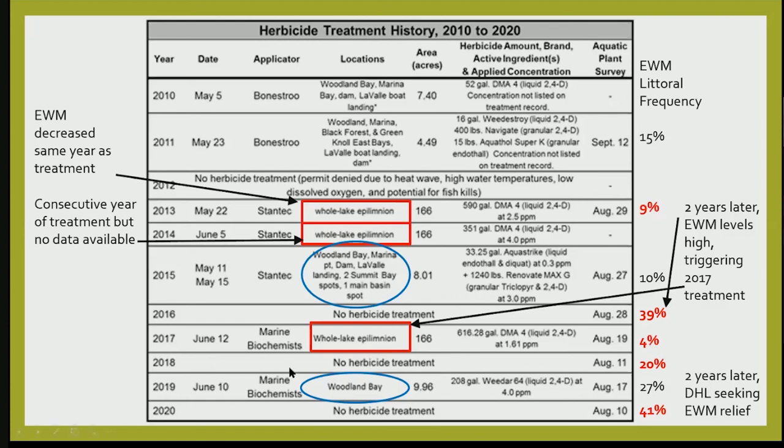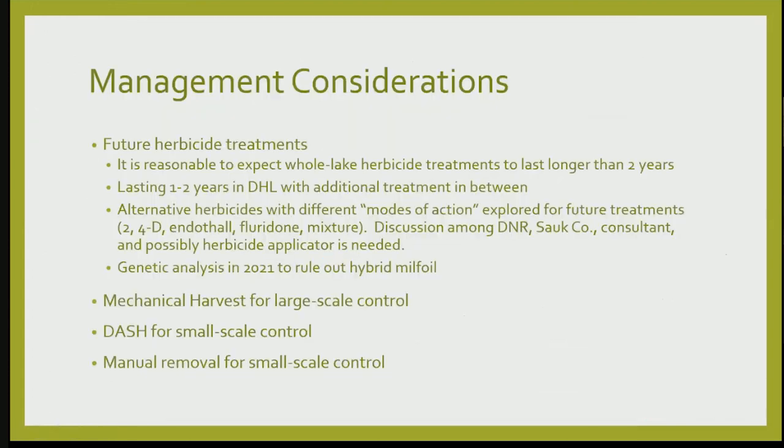So some management considerations going forward. For any future herbicide treatments, I think it's important to remember that it is reasonable to expect whole lake herbicide treatments to last longer than 2 years. If they're lasting 1 to 2 years in Dutch Hollow with additional smaller scale treatments in between, it raises some red flags, I think. That leads me to wonder if alternative herbicides with different modes of action might be explored for future treatment.